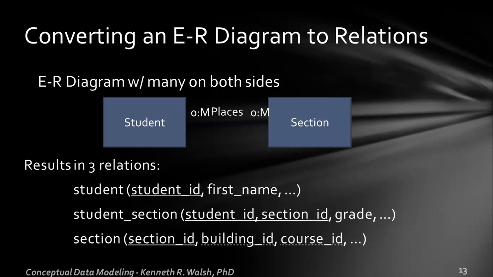So student follows from the student entity. We have student ID as the primary key. Section follows from the section entity. But because there are many on both sides, we cannot put a foreign key of section ID in the student relation, and we cannot put a foreign key of student ID in the section relation. In either case, that would result in a repeating group. Repeating groups are not allowed, so we make the student section relation, where student ID combined with section ID is a primary key and grade is an additional attribute.